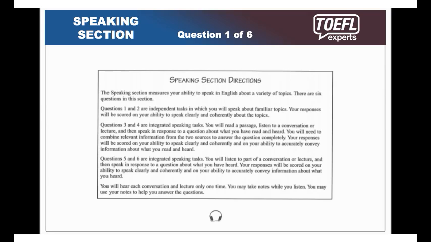Questions 5 and 6 are integrated speaking tasks. You will listen to part of a conversation or lecture and then speak in response to a question about what you have heard. Your responses will be scored on your ability to speak clearly and coherently and on your ability to accurately convey information about what you heard. You will hear each conversation and lecture only one time. You may take notes while you listen. You may use your notes to help you answer the questions.